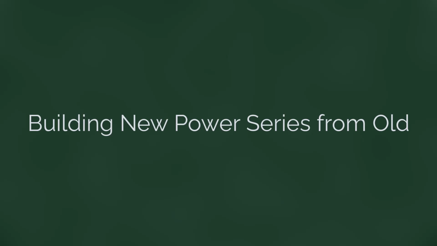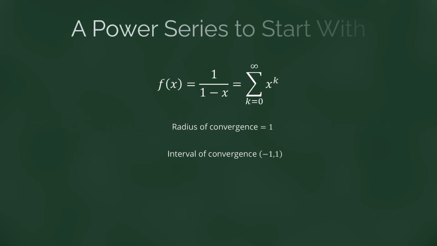Now that we know what a power series is, and we know how to find its radius and interval of convergence, we're going to look at ways we can construct new power series from ones that we understand already. Let's start by recalling that we can write the function f of x equals 1 over 1 minus x as the sum from k equals 0 to infinity of x to the k.